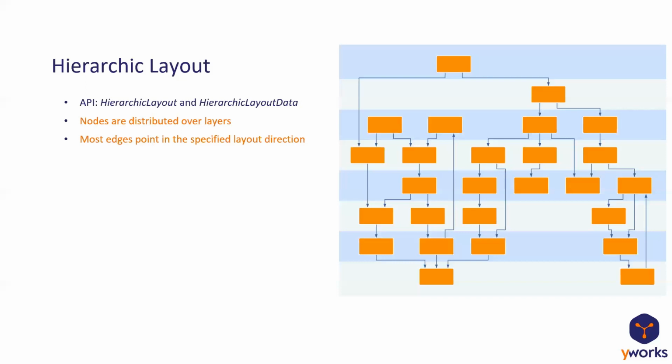And of course, not all edges can point downwards if we have cycles in the diagram. Like on this part here, we have an edge that points in the opposite direction, which is necessary because if you have a cycle in your data, then not all edges can point in the same direction.